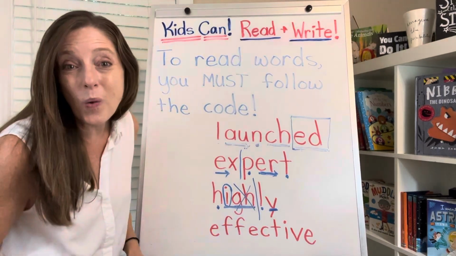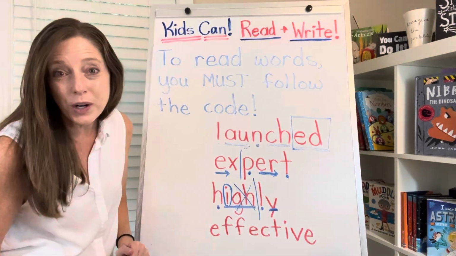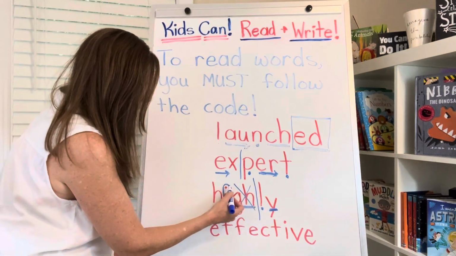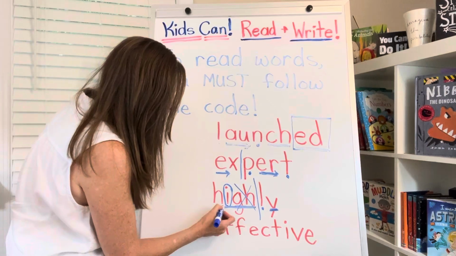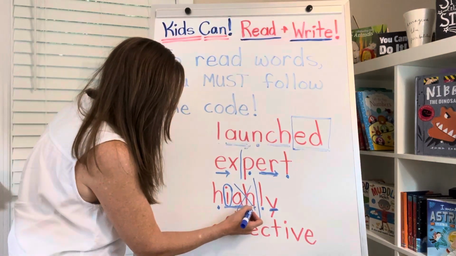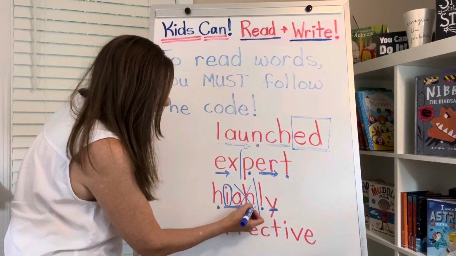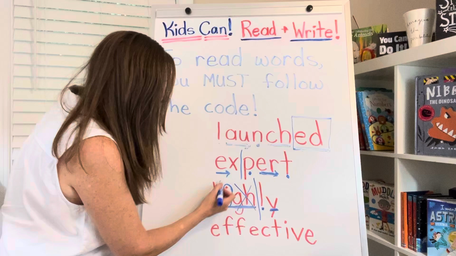Do you know what a Y says when he's not in the first three seats of the word? He says, E. That many people are going, no, thanks. So when we read this, we go, I, hi, E, lee, highly. How about that? It has a code to it.